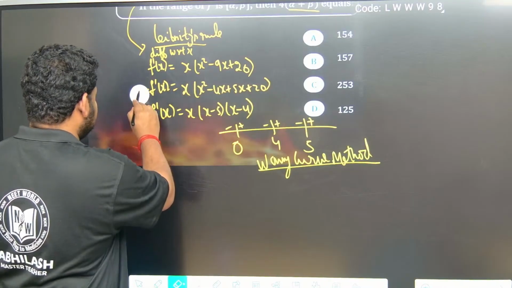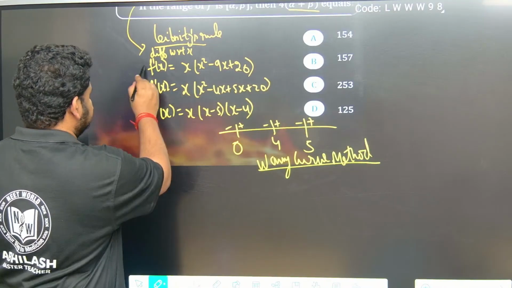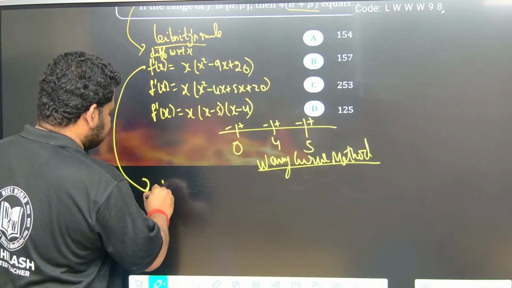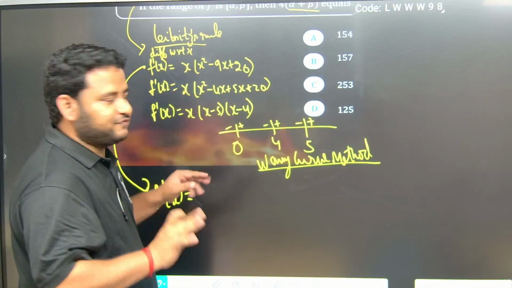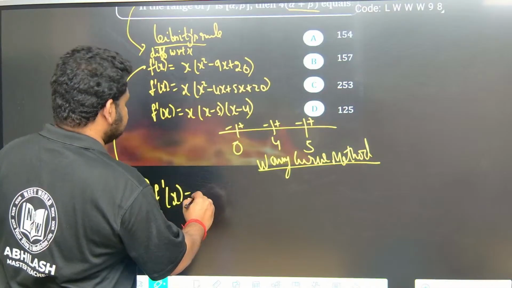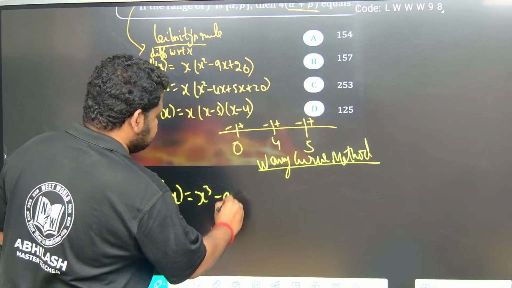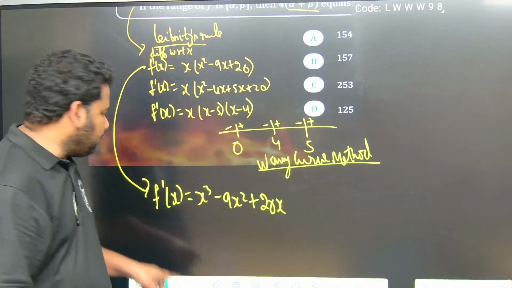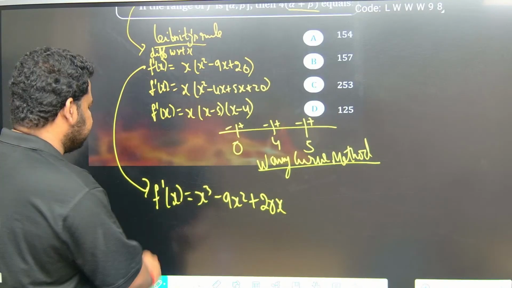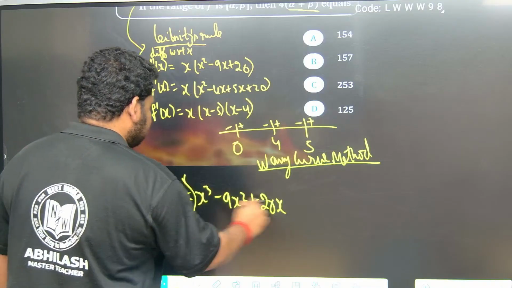Instead of this, let us take the function directly. f dash of x is nothing but x cube minus 9x square plus 20x. This is what I have, correct? Now I want f of x, so I should integrate on both sides with respect to dx.